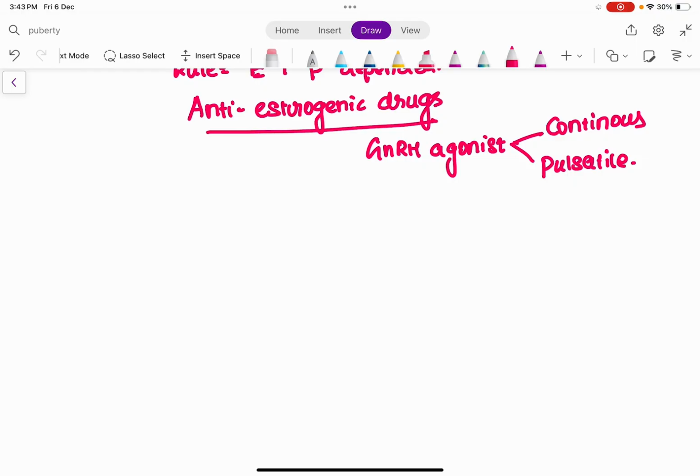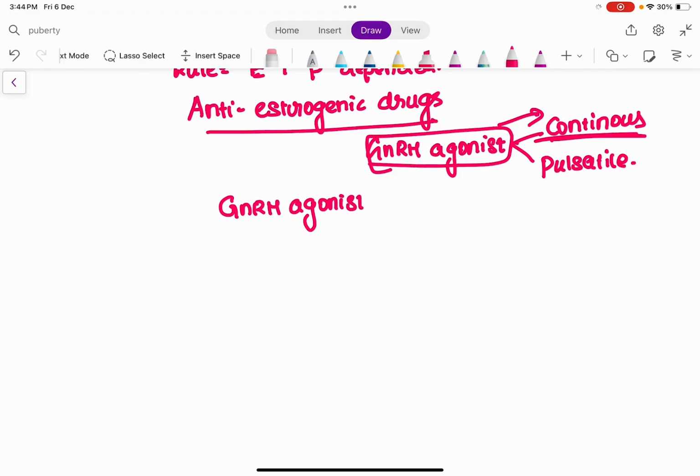But if you give the GnRH agonist in a continuous manner, it will never release the FSH and LH from the anterior pituitary, and this FSH and LH cannot act on the ovary to release the estrogen and progesterone. So in order to decrease the estrogen and progesterone in the female's body, the major step is GnRH. So now we are going to give GnRH agonist in a continuous manner. If given in a continuous manner, it acts like an antagonist, a GnRH antagonist.